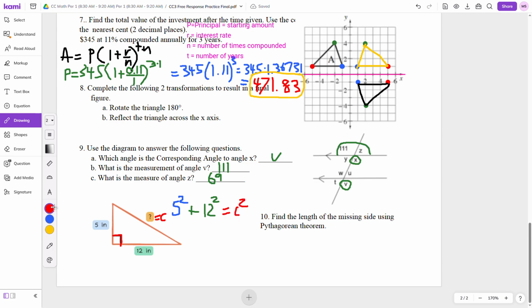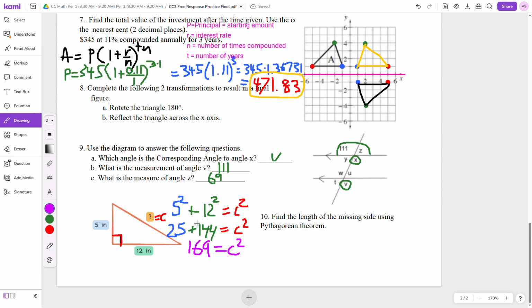And that's the Pythagorean theorem. And that's what it is. Squared just means multiply by itself. So 5 times 5 is 25. And 12 times 12 is 144. And that's going to add up to equal C squared. And of course, 25 plus 144, that is 169. And so 169 equals C squared.